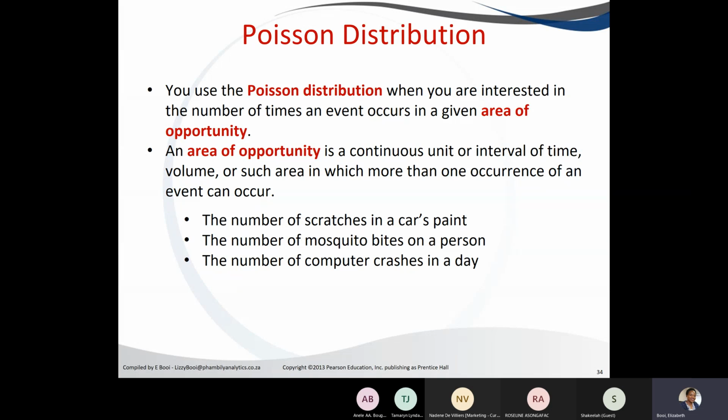A Poisson distribution tells you the number of times an event will occur given the area of opportunity in which that thing will happen. And that area of opportunity is always a continuous or an interval time unit, like the number of mosquito bites on a person, the number of computer crashes per day, the number of buses passing the intersection per day, things like that. They are always going to be numerical and also of an interval fashion.